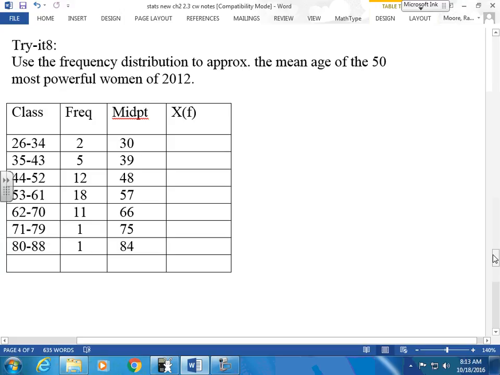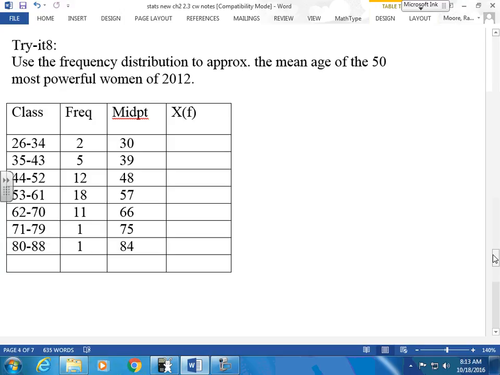You're going to do this. You're going to put these in your calculators. This was your frequency distribution we did for your 50 most powerful women in 2012. You're going to put this in your calculator, and you're going to come up with the mean for me. So here were our classes. We did this. You have this in your notebooks. Here was our frequency.